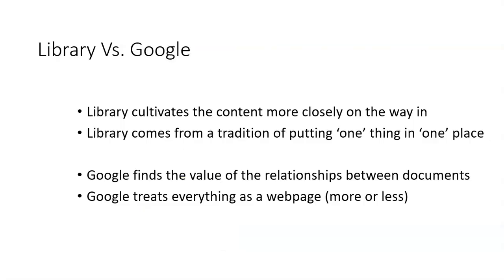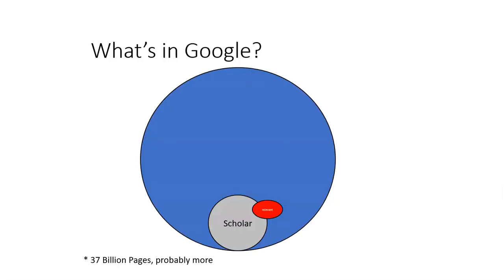So library versus Google. Library cultivates the content more closely on the way in. A library comes from a tradition of putting one thing in one place, where Google finds the value of a relationship between documents. It just goes out and finds things and pulls things together. Google treats everything as a web page, more or less. Whereas in a library, we have different ways of gathering and informing and collocating and securing information. So what's in Google? Well, there's a lot. Scholarly, there's even less. Relevant to you, even less, but it may be overwhelming.